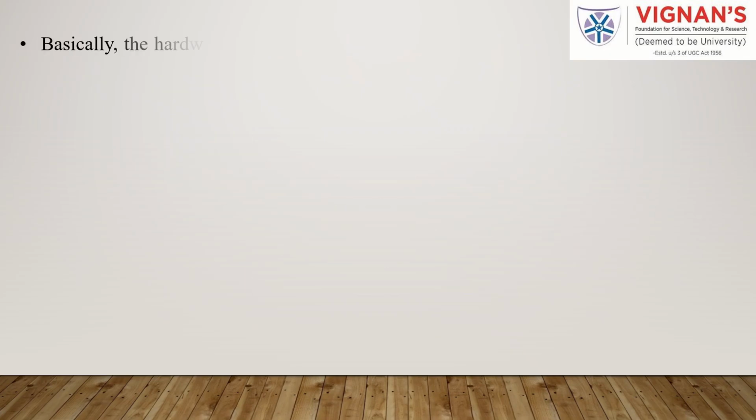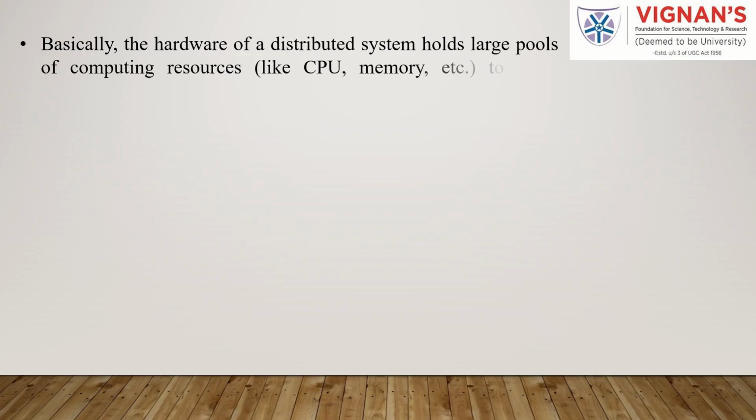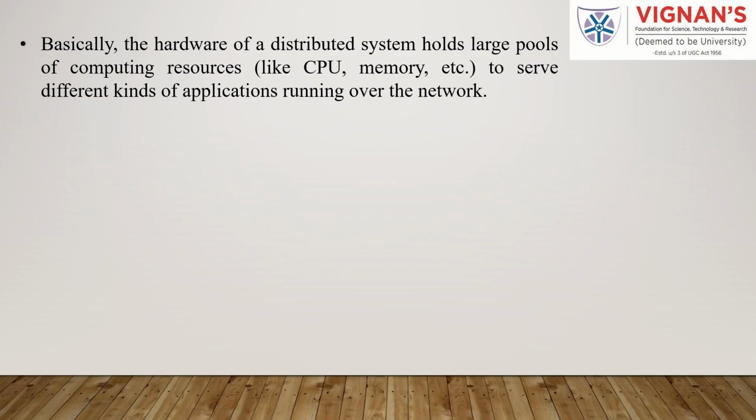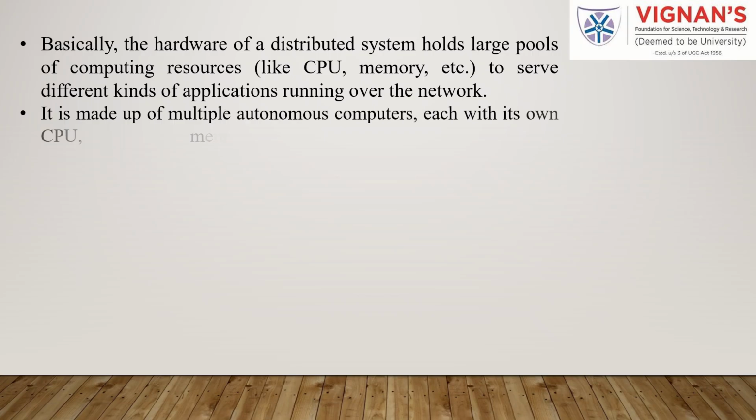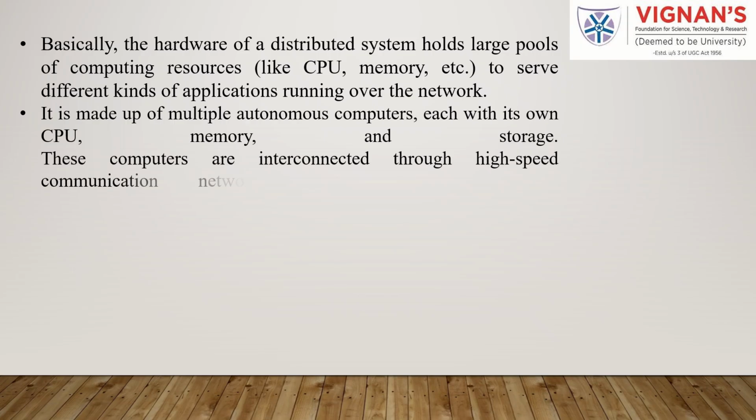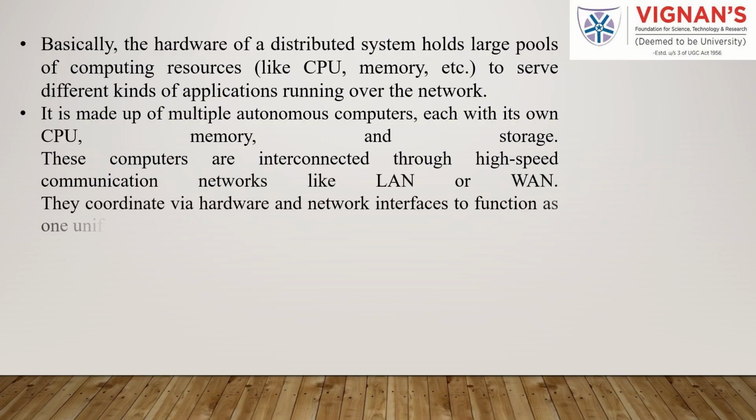Basically, the hardware of a distributed system holds large pools of computing resources, like CPU, memory, etc., to serve different kinds of applications running over the network. It is made up of multiple autonomous computers, each with its own CPU, memory, and storage. These computers are interconnected through high-speed communication networks like LAN or WAN. They coordinate via hardware and network interfaces to function as one unified system.